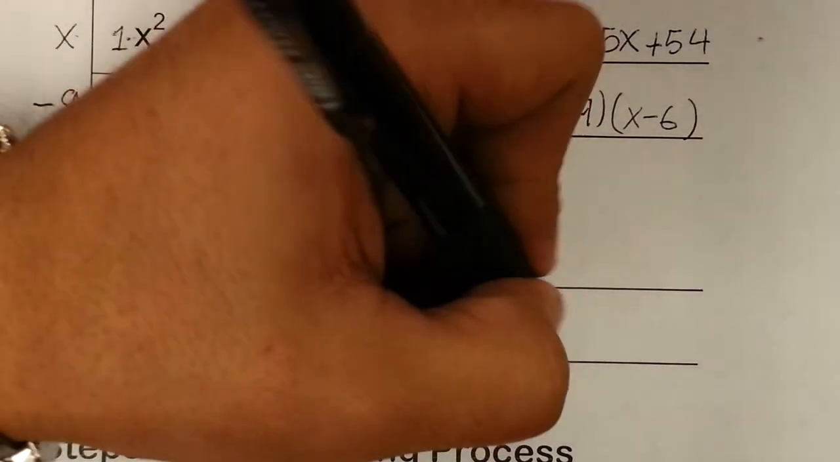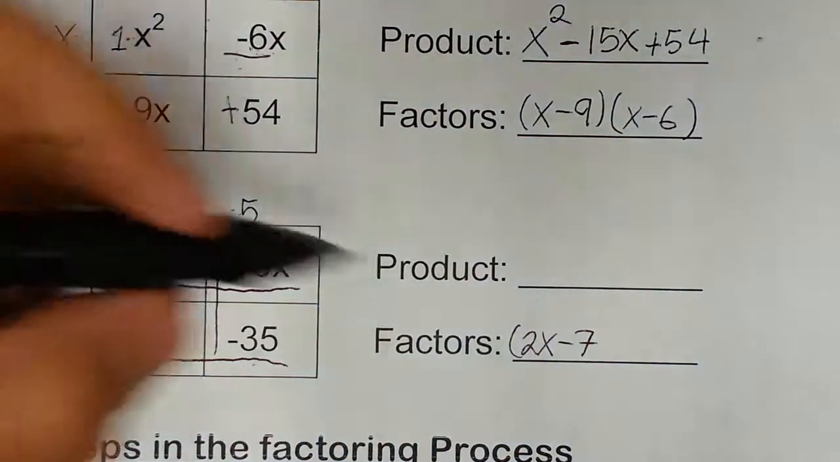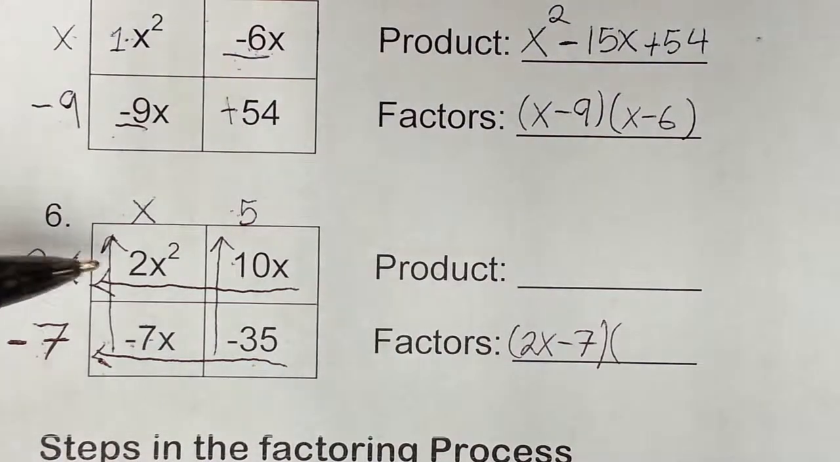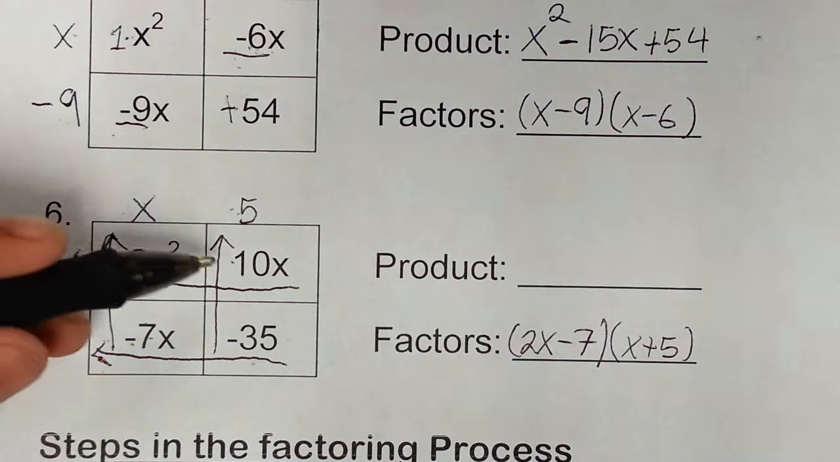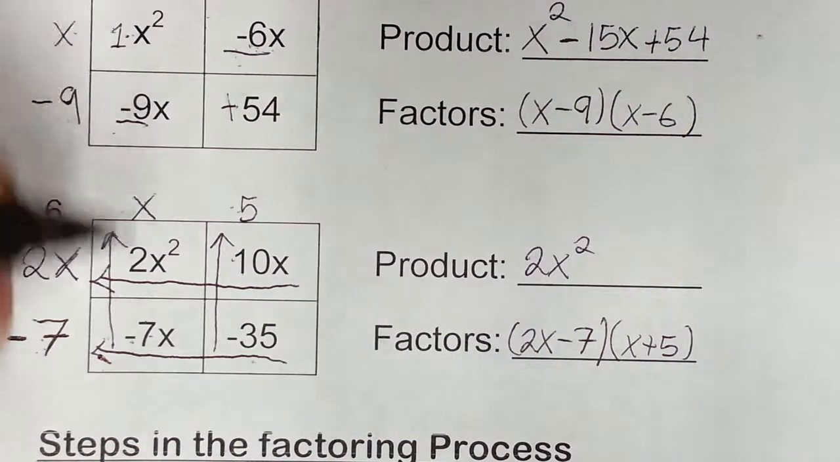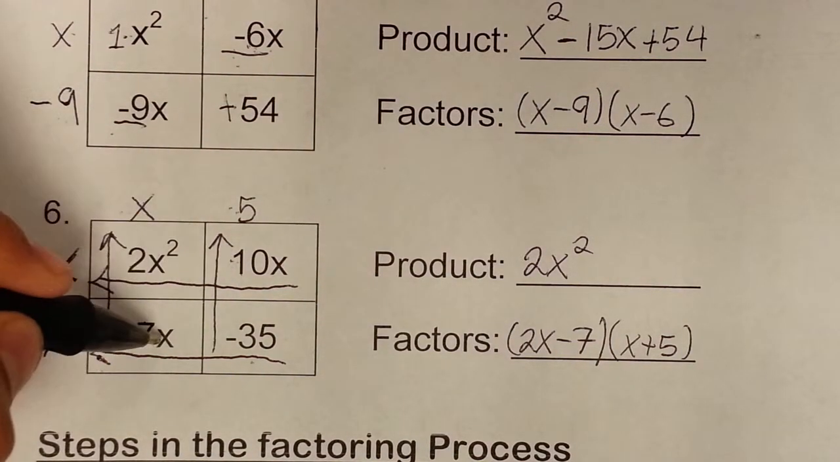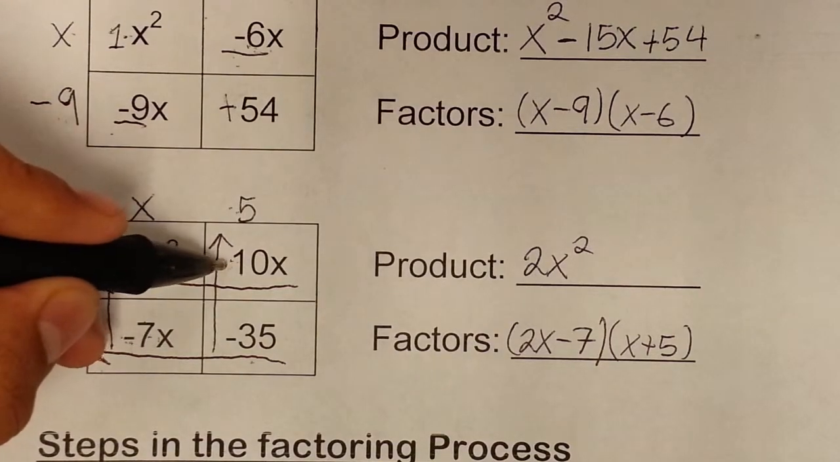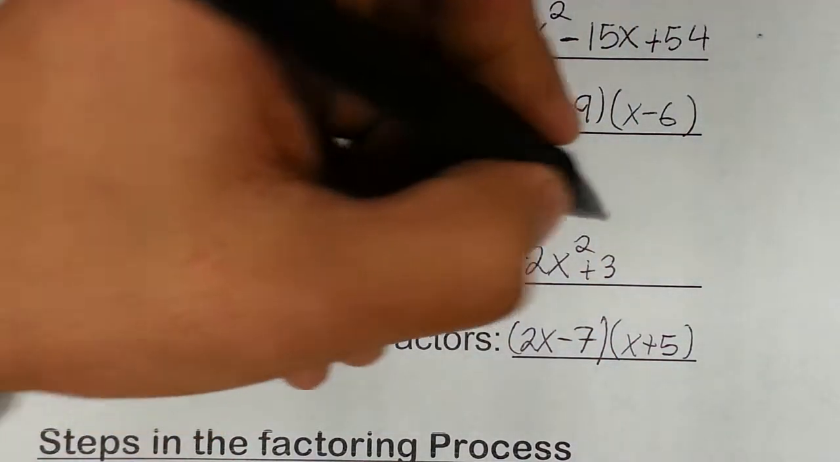So for our factors, we can write 2x minus 7 and x plus 5. Our product is obtained by combining any like terms. We have 2x squared, 10x minus 7x. Different signs, so I subtract 10 minus 7 is 3, and keep the sign of the larger number, which in this case is 10. So we'll keep a positive sign. 10 minus 7 is 3, x, and then the negative 35.